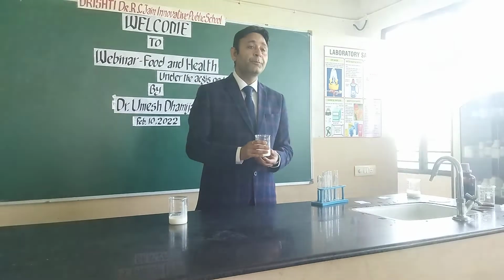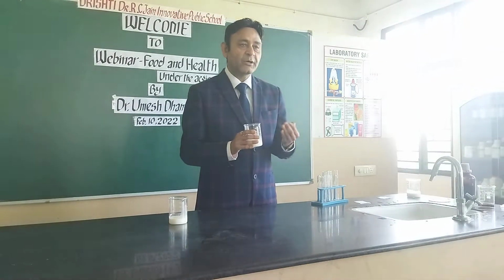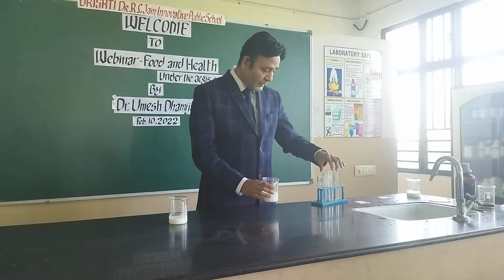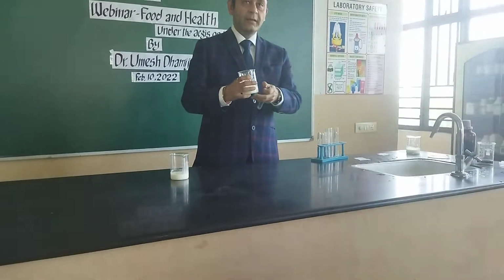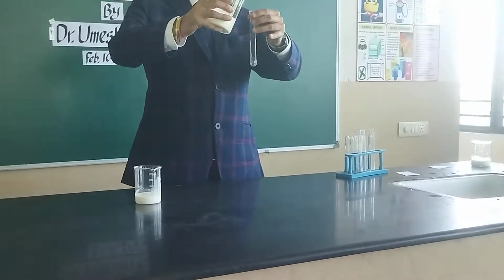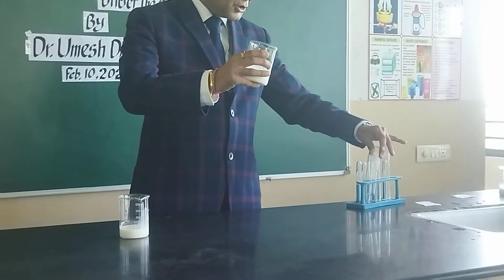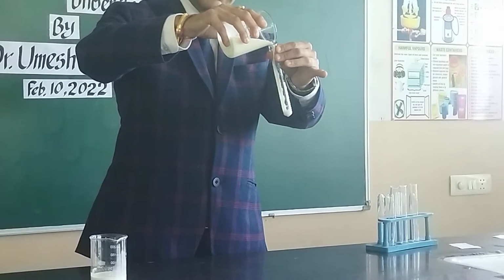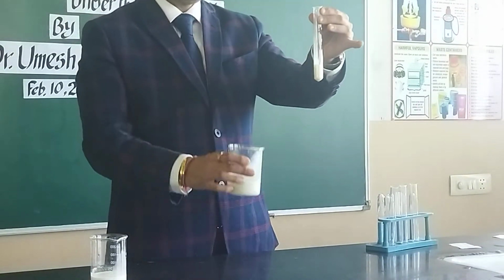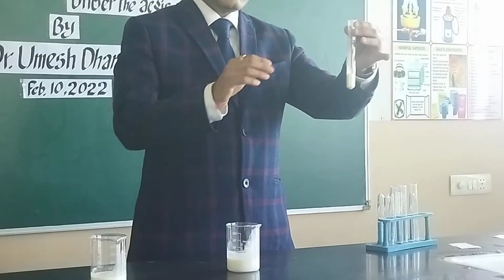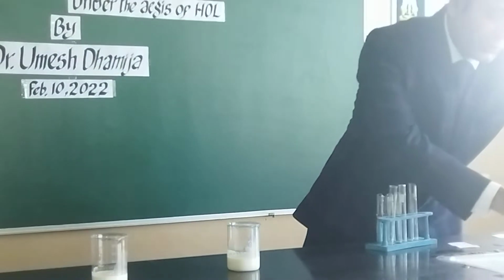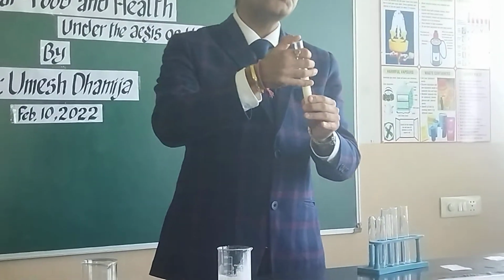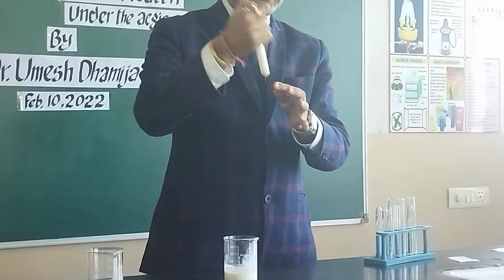I told you the composition of the artificial milk is detergent and oil. I'll test here the presence of the detergent. So what I do is, I take a test tube and add a small amount of milk, and now you add a little bit of water to it. I added water and now you shake it. I'm just shaking it now.